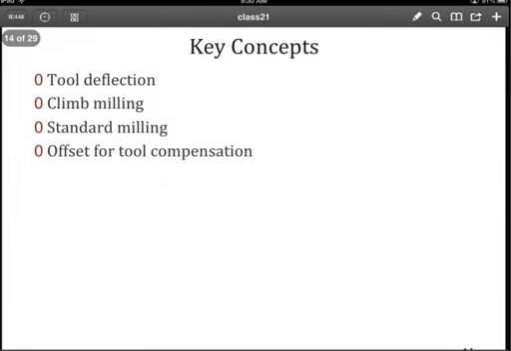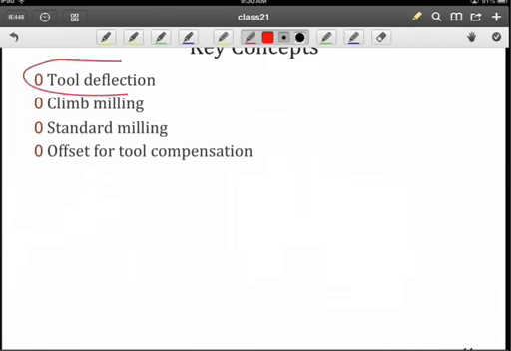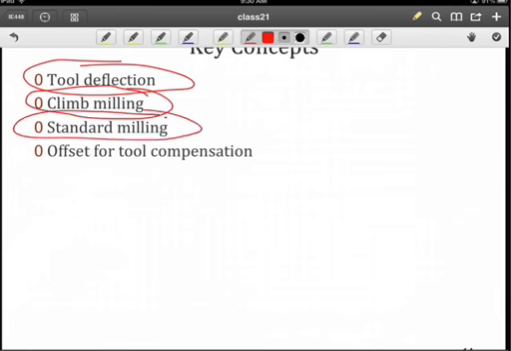Key concepts here, of course, tool deflection. That's going to affect your process capability. The direction in which the cutting surface enters the material, climb milling versus standard milling, affects the outcome that you're going to produce on that surface. And then the offset for tool compensation must be considered before the tool reaches its first position. Otherwise, you're going to end up with problems in terms of removing material that you didn't want to remove.